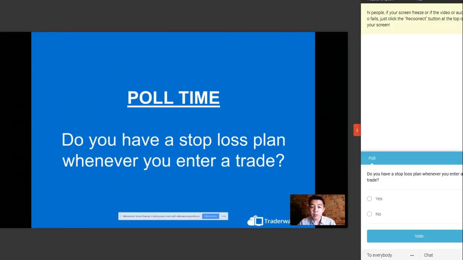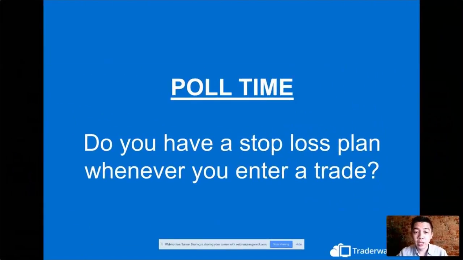Before I start off, let's have some activity to get you going. It's poll time, and my colleague Gladwin will start a poll right now. Let me know in the poll, do you have a stop loss plan whenever you enter a trade? For those of you who have traded or invested before, just fill in the poll and let me know what the percentage is going to be like.